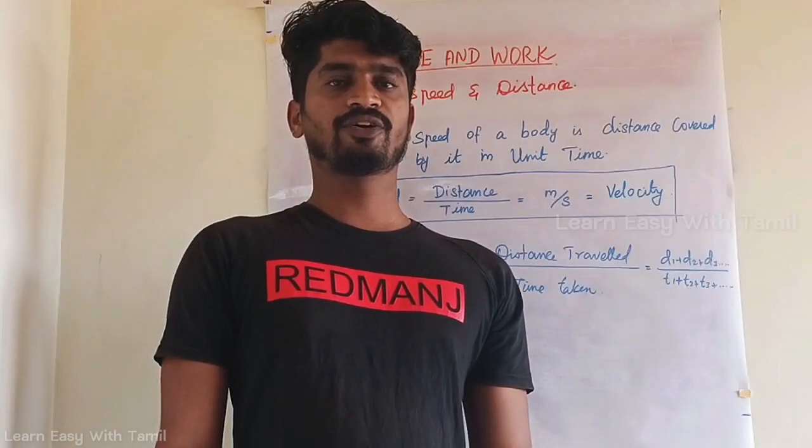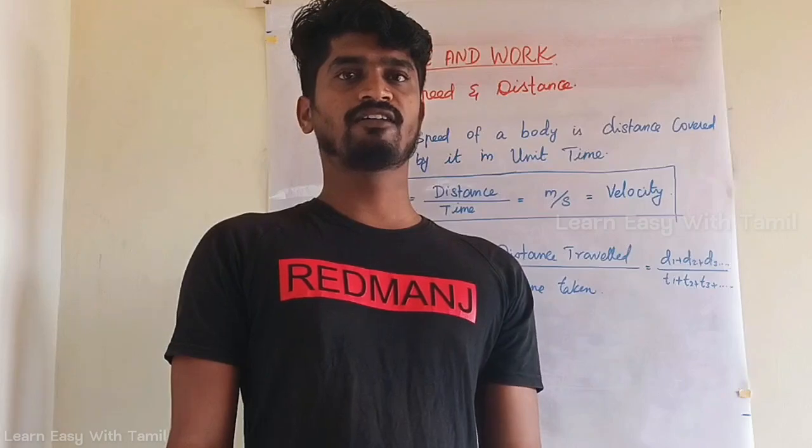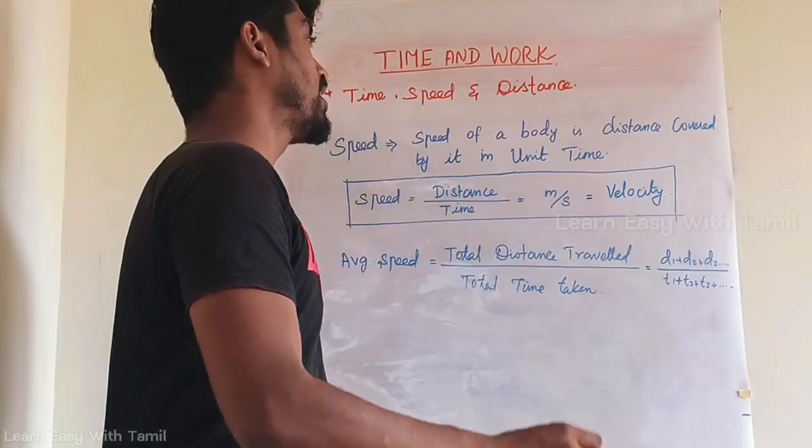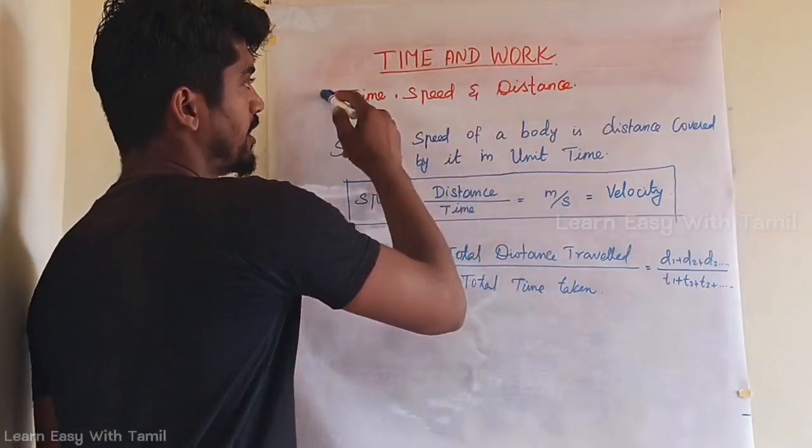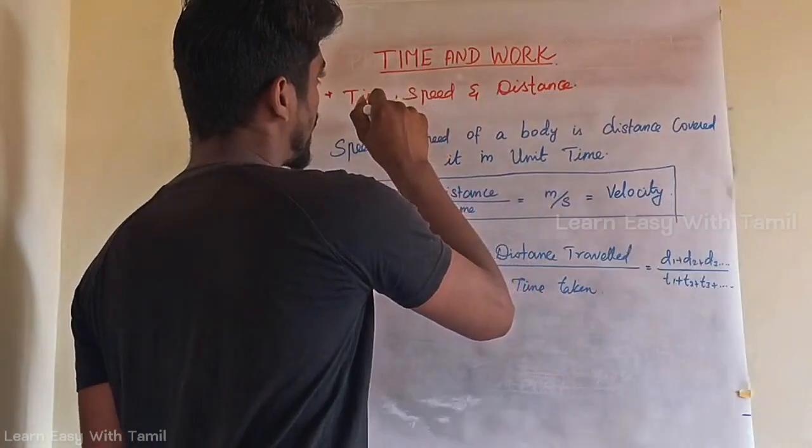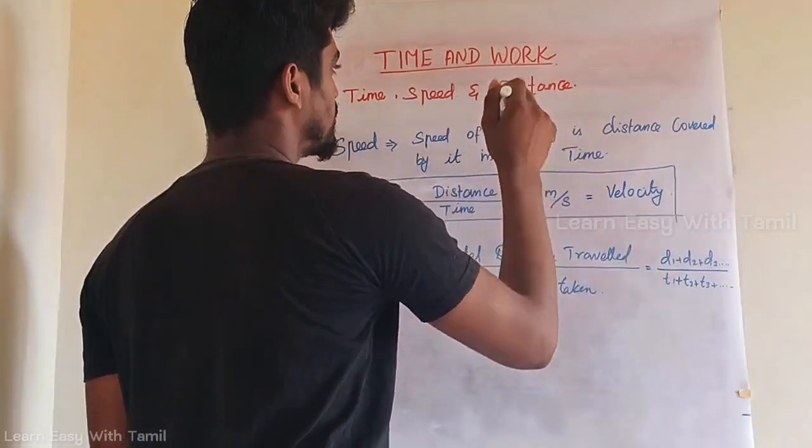Hi everyone. Today we are going to see the topic about time and work. Time and work depends on three parameters: time, speed and distance.